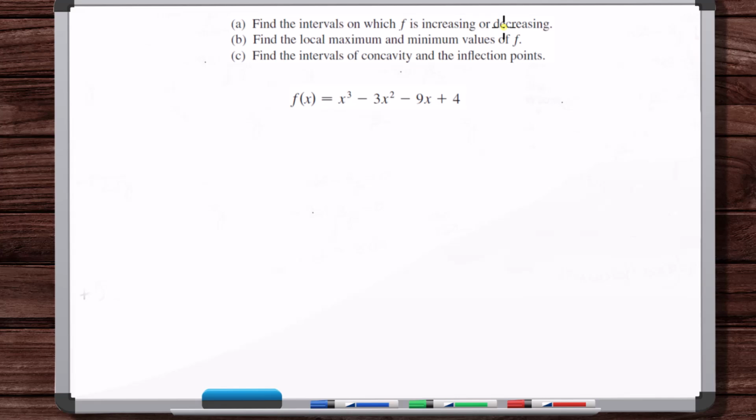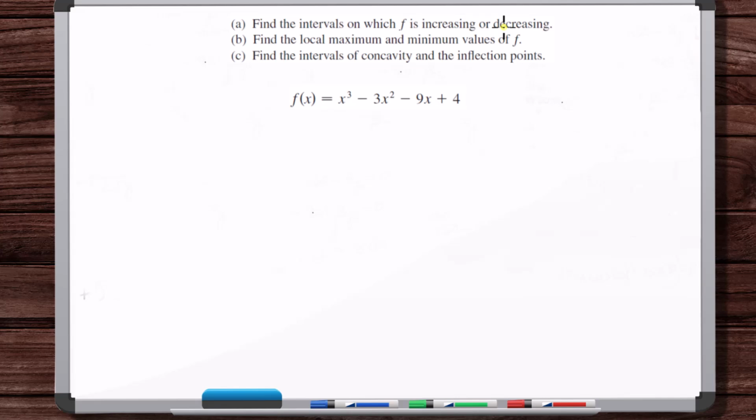The derivative can switch from greater than 0 to less than 0 only at a critical point. It has to be a critical point. If it's not a critical point, then there can be no change in sign. And I'll leave it to you to think about why that's the case.